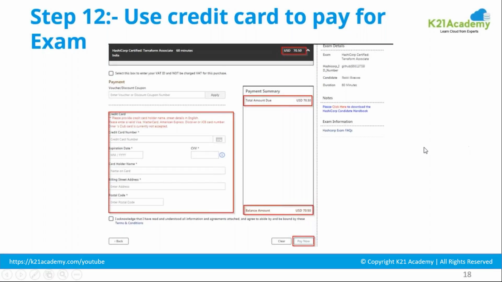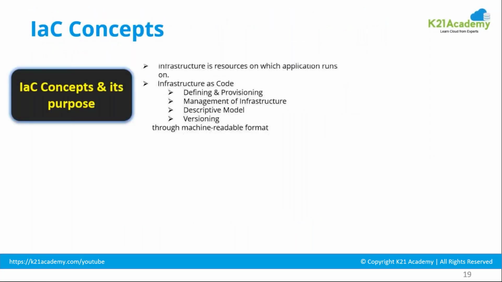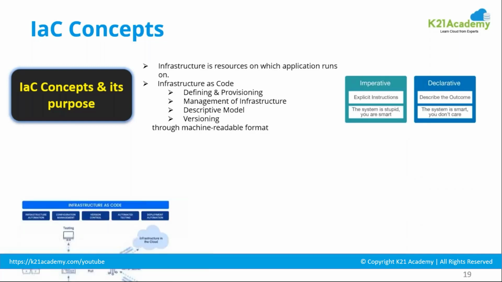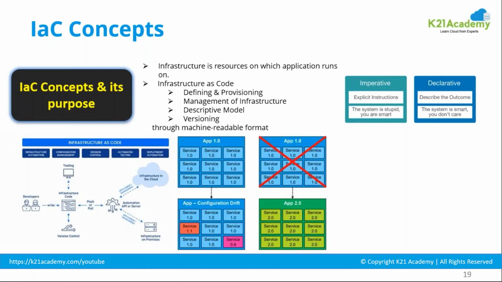So let's go ahead and talk about all the topics that we have seen from day one. So first of all, we talked about the concepts of infrastructure as code. Okay, and the different approaches to define your infrastructure as code: imperative and declarative. We talked about how infrastructure as code can help you with versioning also.